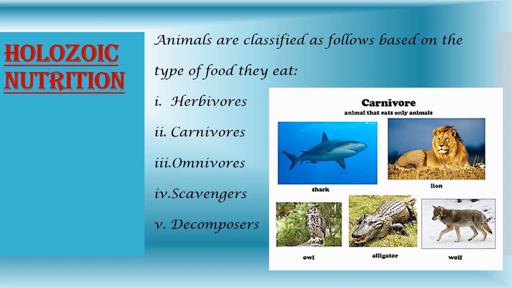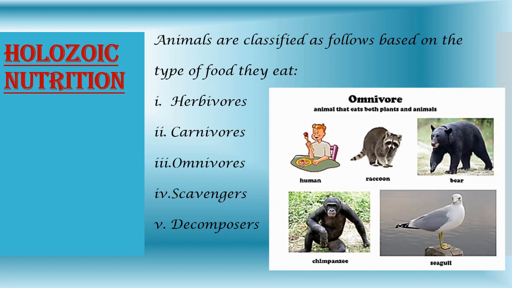Then next we have omnivores. Omnivores are the animals which obtain their food from both plants and animals. For example, monkey, chimpanzee, human, etc.